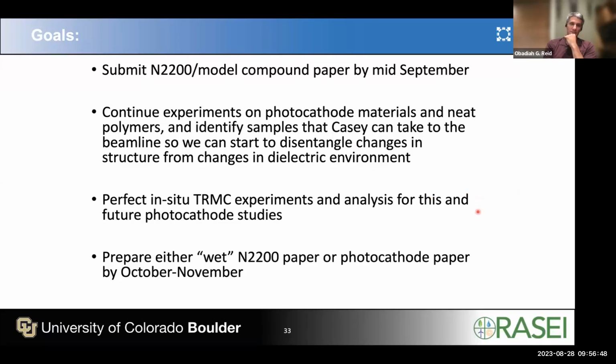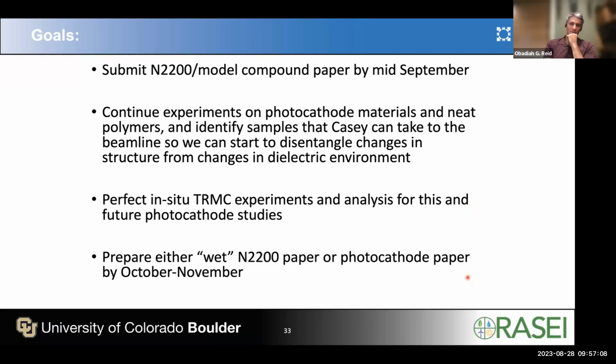We've been able to do this in situ TRMC experiment, but we've been having trouble getting conditions just right, such that we can keep our water droplet present, but we don't get condensation in the cavity, which then ruins the measurement. So that's still a work in progress.